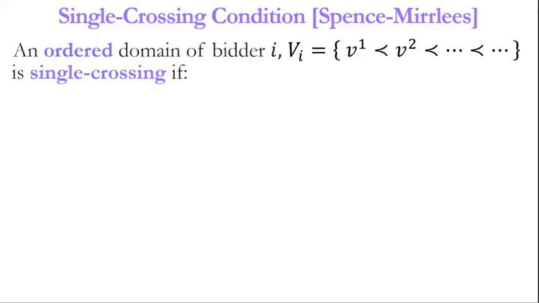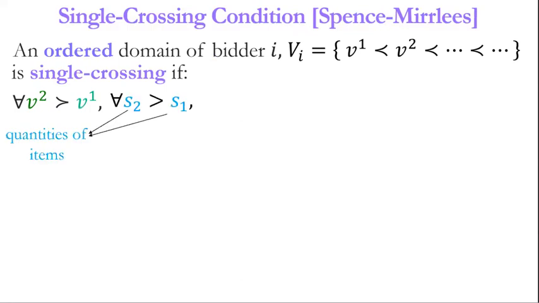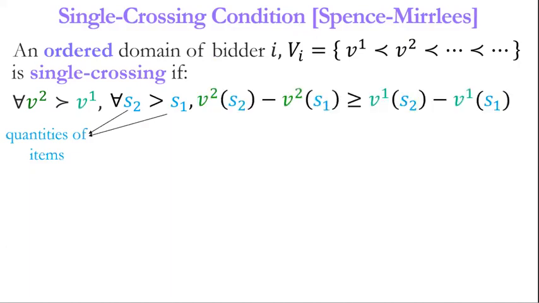So basically, a single crossing domain of valuations of some bidder, say bidder i, is an ordered domain such that for every two valuations, v2 and v1, such that the index of v2 is higher than the index of v1, and for every two quantities, s2 and s1, where s2 is larger than s1, we have that the margin of v2 between s2 and s1 is larger than the margin of valuation v1.